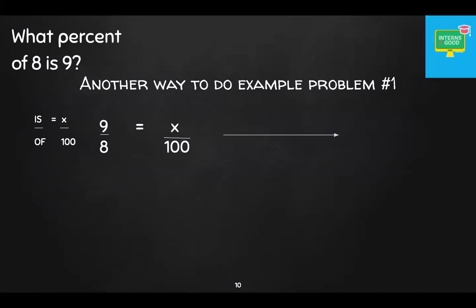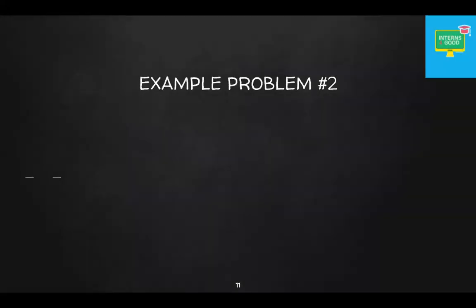8 is in the denominator of the left-hand side of the equation because that is where the word of, the number for the word of, is supposed to be. And again, the problem says what percent of 8 is 9. We say x divided by 100 because we are trying to figure out what that percent is. If you cross multiply, you will get 900 equals 8x. 900 divided by 8 equals x, and x is 112.5%. It's a good thing that we got the same answer for both ways that we did the problem, or else we did something wrong. So awesome job. Now it's time for the next problem.